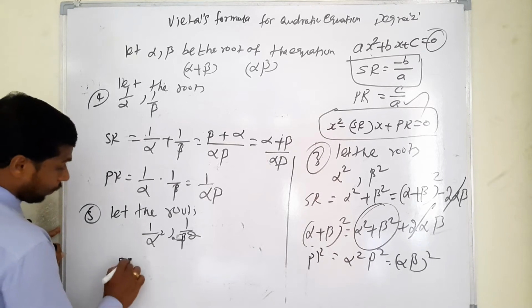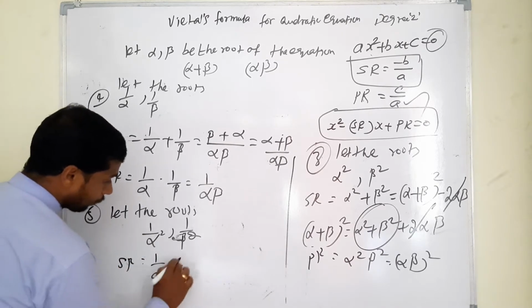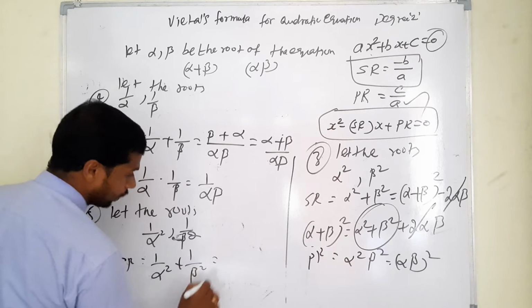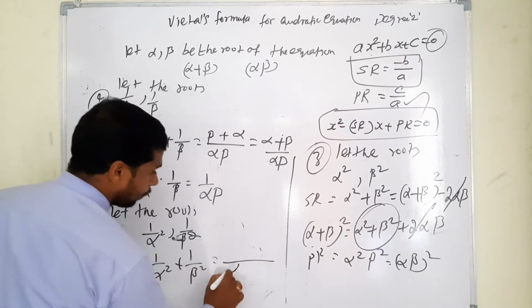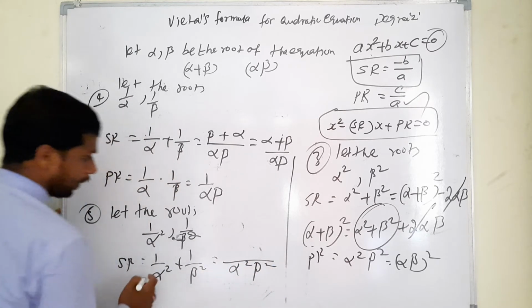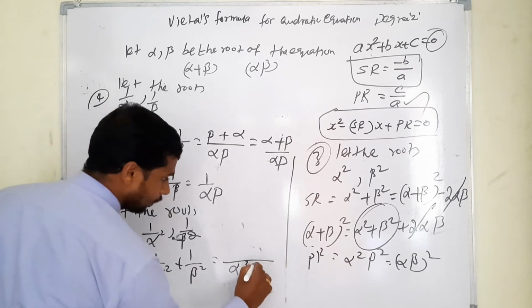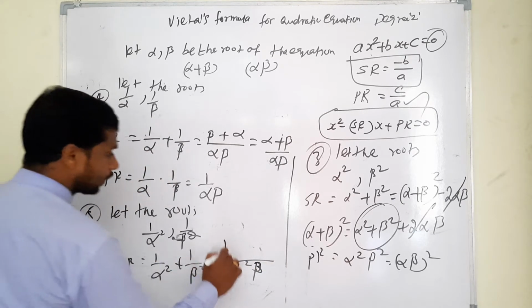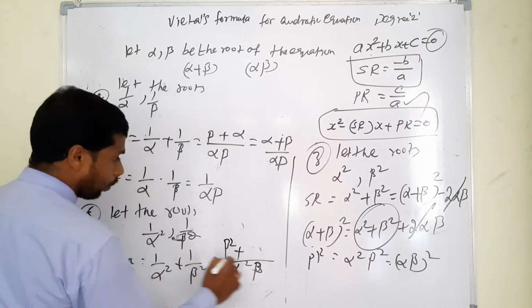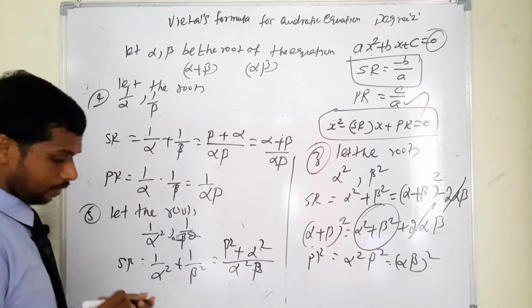So what will happen? 1 by alpha square comma 1 by beta square means select the roots. So first, the sum of the roots: 1 by alpha square plus 1 by beta square is equal to, with the common denominator alpha square and beta square, cross multiply. So 1 into beta square means beta square, again 1 into alpha square means alpha square.